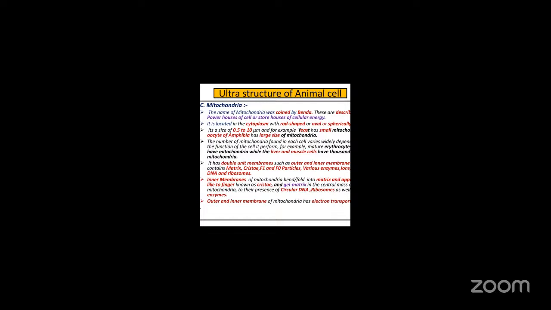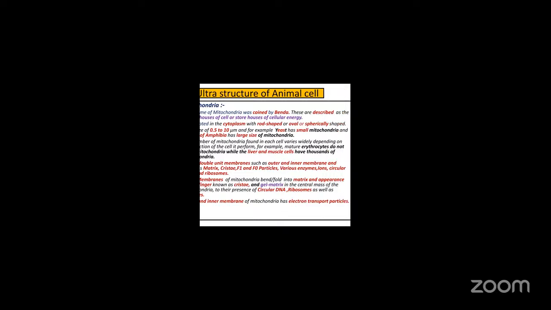And the number of mitochondria also varies in each cell. It varies depending on the function the cell performs. For example, if you look at mature erythrocytes, they do not have mitochondria, while the liver and the muscle cells have thousands of mitochondria. So based on the function of the cell, the mitochondria may be present or absent. The mature erythrocytes don't have much function to do, so that is the reason they do not have any mitochondria. Whereas the liver cell and the muscle cell have to perform a lot of functions, so they consist of thousands of mitochondria.